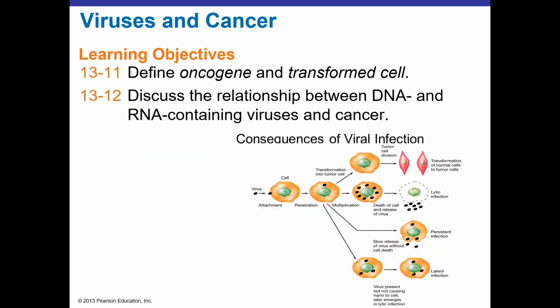So we see that virus and cancer are related. So when we talk about the consequences of viral infection, not only can it cause a true infection and a lytic infection to get back out of the cell, we have other things that can occur, things like transformation to make a tumor cell that we'll talk about now.